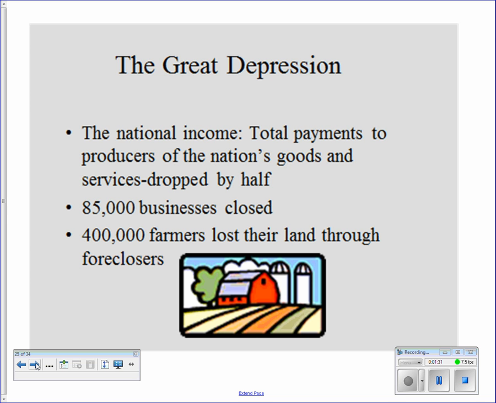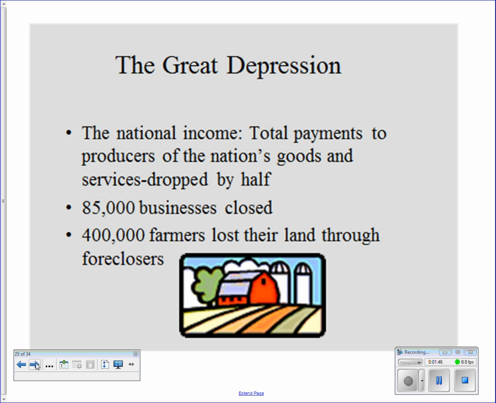All right. So what made it a depression? National income dropped by half. So the amount of money people were taking in across the board dropped by half. There's just nothing being spent anymore. People were literally selling apples on street corners because that was all they could do. It was the only money they could make.